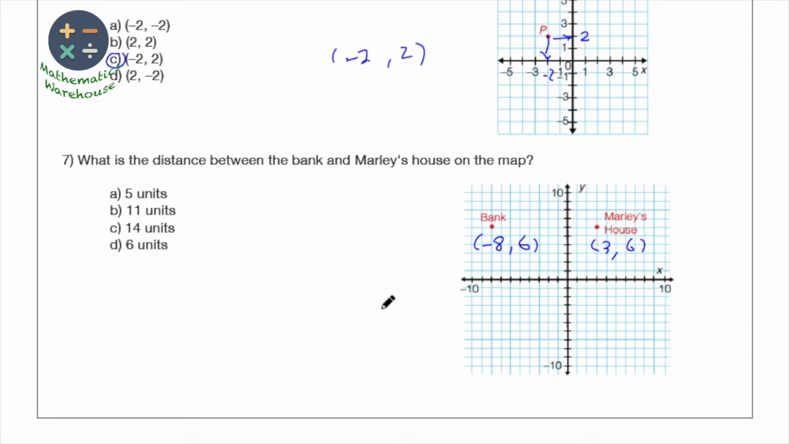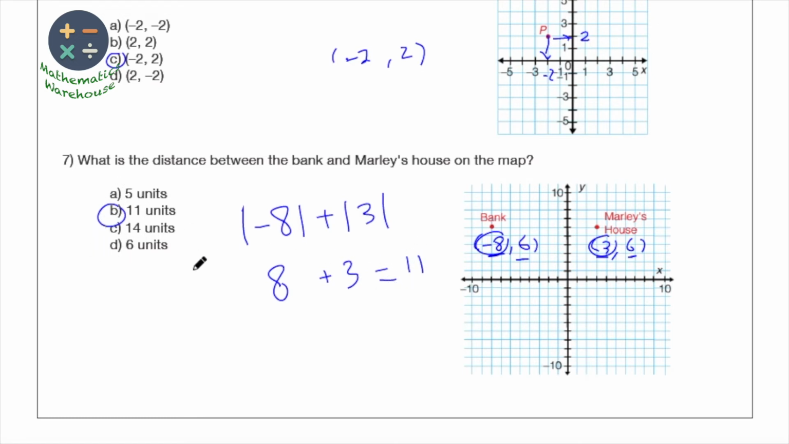Now, we need to determine the distance between two points, negative 8 and 6, and 3 and 6. We have the same y component, so forget about it. Now our problem is with the x component, negative 8 and 3. First question you have to ask yourself, do they have the same sign or not? Of course not here. So we're gonna add their absolute values to get the distance between them. If we have the same sign, we're gonna subtract their absolute values to get the distance between them. So now the answer would be the absolute value of negative 8 plus the absolute value of 3, which is 8 plus 3 equals 11. So the answer would be 11 units.